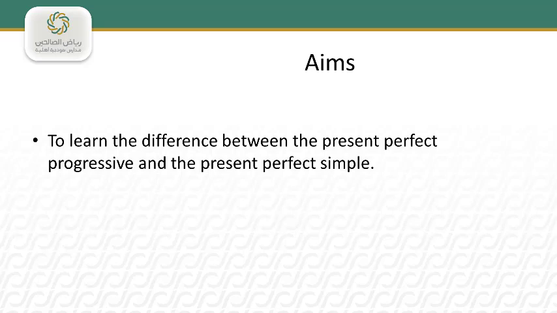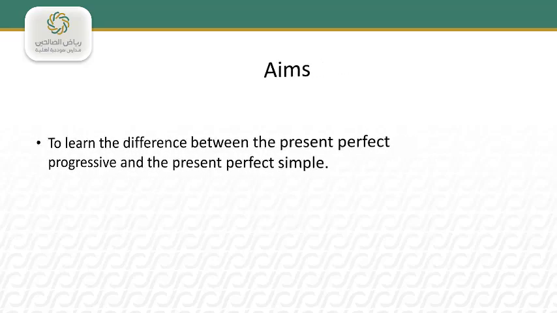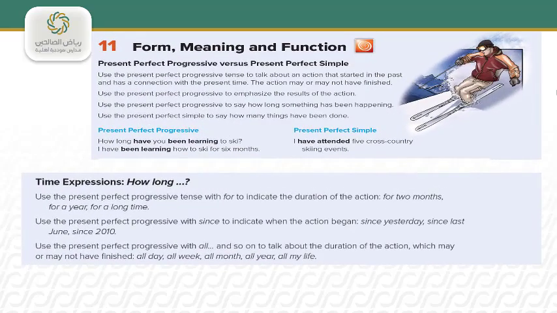We know the forms of both of them. The present perfect progressive form is have or has plus been plus verb-ing. The form of the present perfect simple is have or has plus past participle. What we are going to take today is the difference between them. So, number 11, form, meaning, and function, present perfect progressive versus present perfect simple.